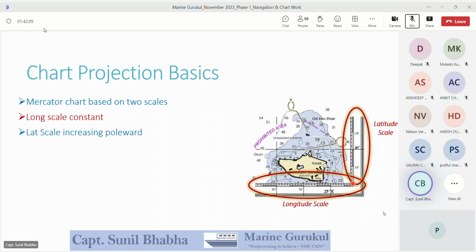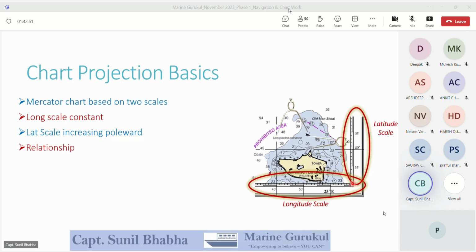As far as the latitude scale is concerned, the latitude scale is not fixed or not constant. The latitude scale keeps on changing depending upon where you measure it on the chart. If you are at the equator, the latitude scale is exactly equal to the longitude scale, or you can say when you are at the equator, the length of 1 minute of latitude is exactly equal to the length of 1 minute of longitude on the chart. But as you go in higher latitudes, as you go towards the pole, the length of 1 minute of latitude keeps on increasing.